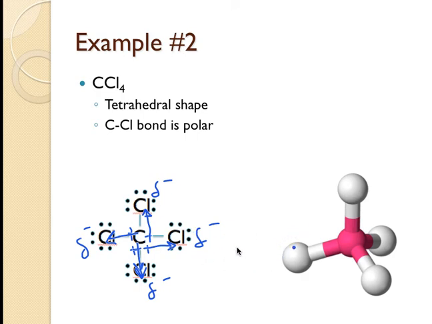Now, because of the orientation of these, and all of these bonds are identical, those polar bonds cancel each other out and make the molecule nonpolar. So what you have is symmetry of that molecule. Those polar bonds are unequal sharing, but they're unequal sharing equally across the molecule, which makes the molecule nonpolar. So the bonds are polar, but the molecule overall is not polar.